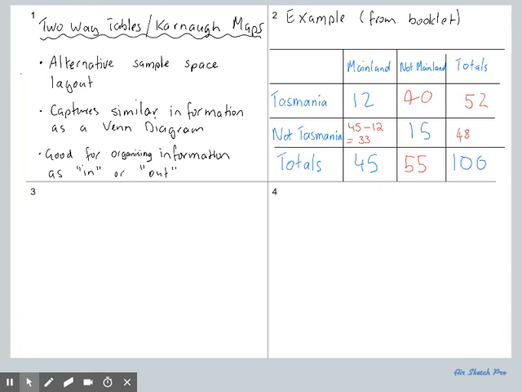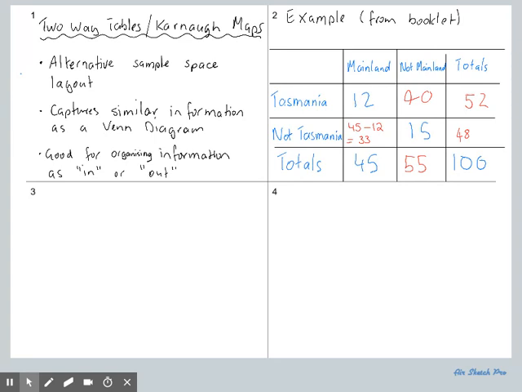what is the probability that that student holidayed in Tasmania at some point? The answer would be 52%, right? Because it's all out of 100. So 52%.